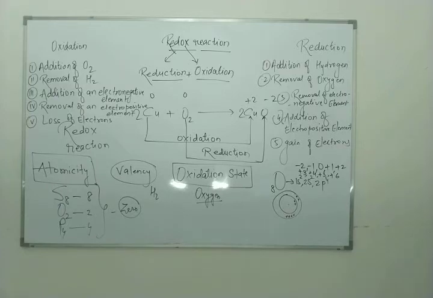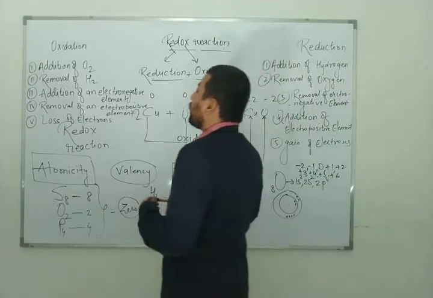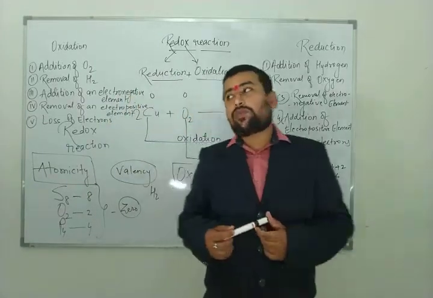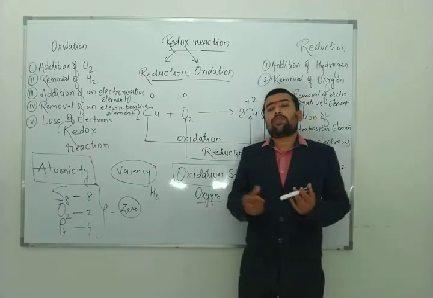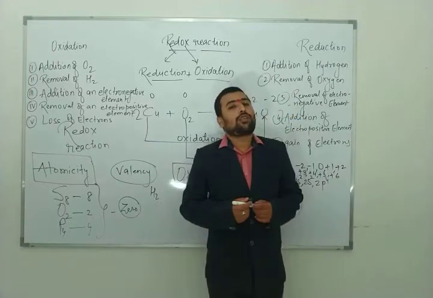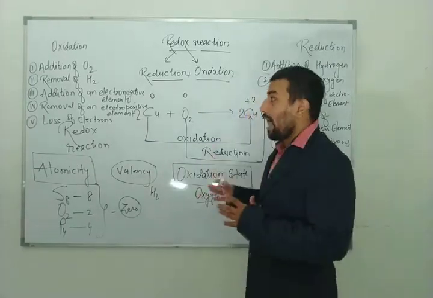The common oxidation state of group 1 elements is 1. The common oxidation state of group 2 is 2. The common oxidation states of group 3 are 3 and 1. Group 4 is 4 and 2. Group 5 is 3. Similarly, group 6 is 2, group 7 is 1, and group 8 is 0. So these are the common oxidation states of these group elements.